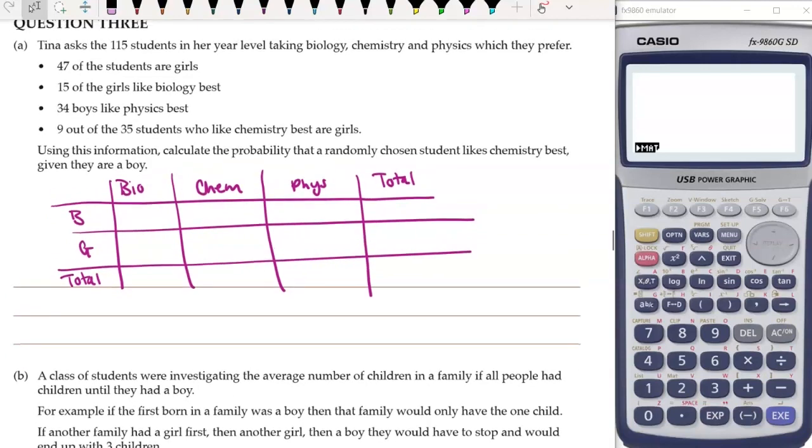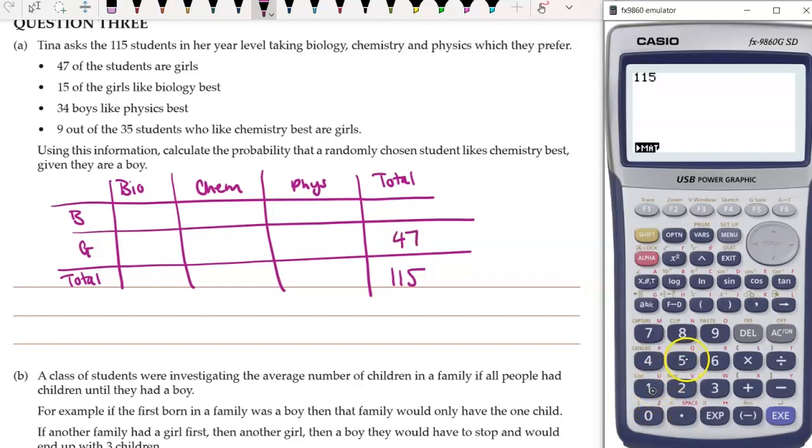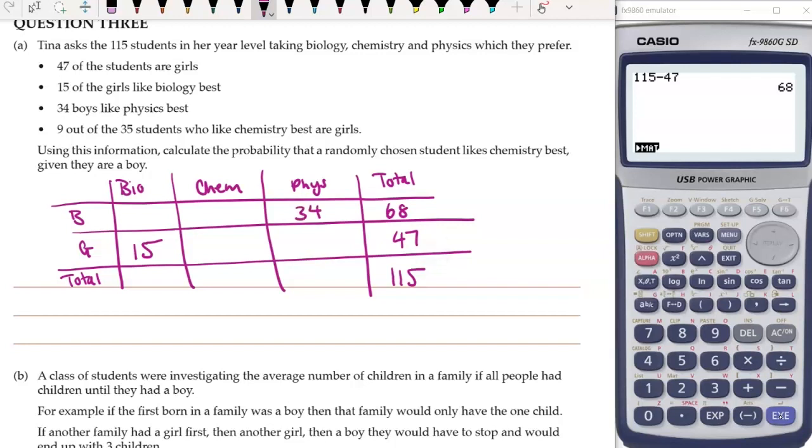Okay, so 115 students altogether. 47 are girls, so let's do 115 minus 47, leaves the rest at 68. We've got 15 of the girls like biology best, so that goes just here. 47, oh, we used that already. 34 of the boys like physics best, so we've got a 34 in there.